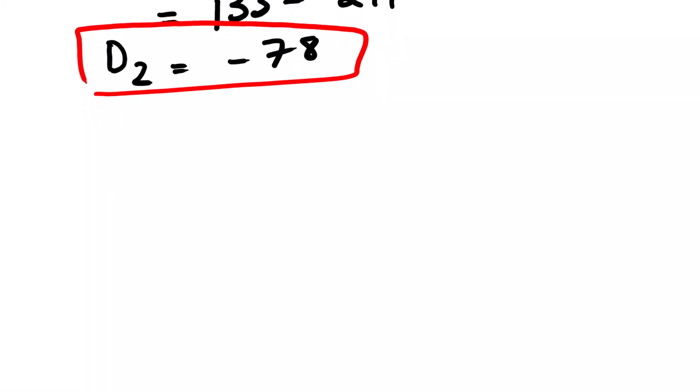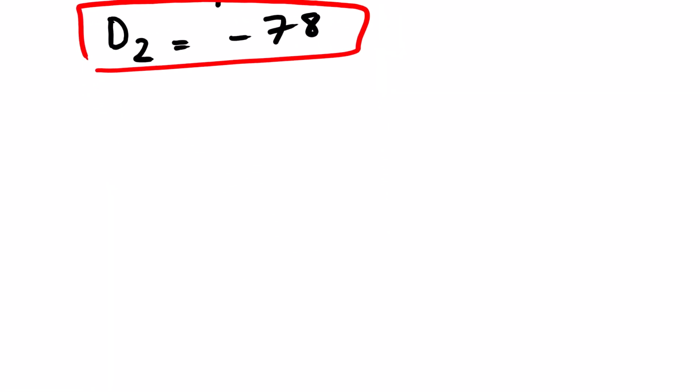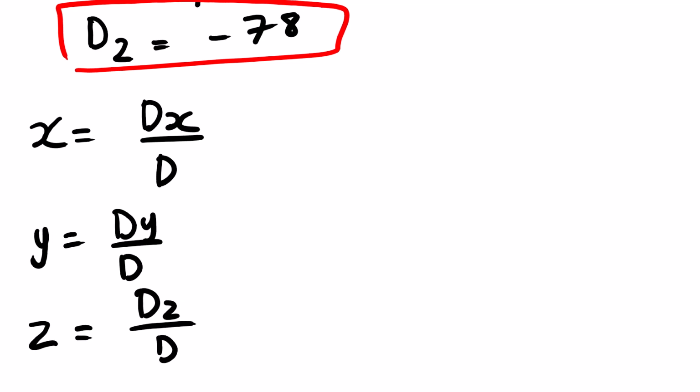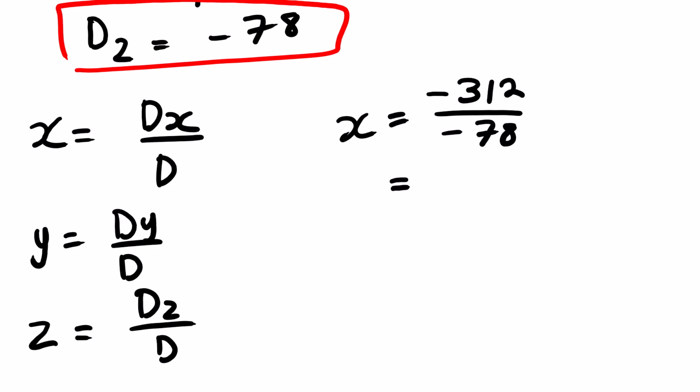Now from here, what do we do? Remember, for x it's dx divided by our determinant. For y, it will be dy divided by determinant. For z, it will be dz divided by determinant. Then from here, x is equals to our dx, negative 312, divided by our determinant, negative 78. And then our x is equals to 4. That is the first solution.